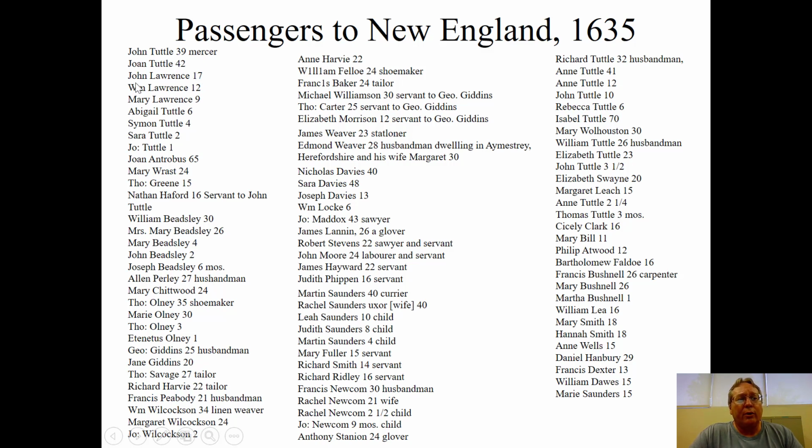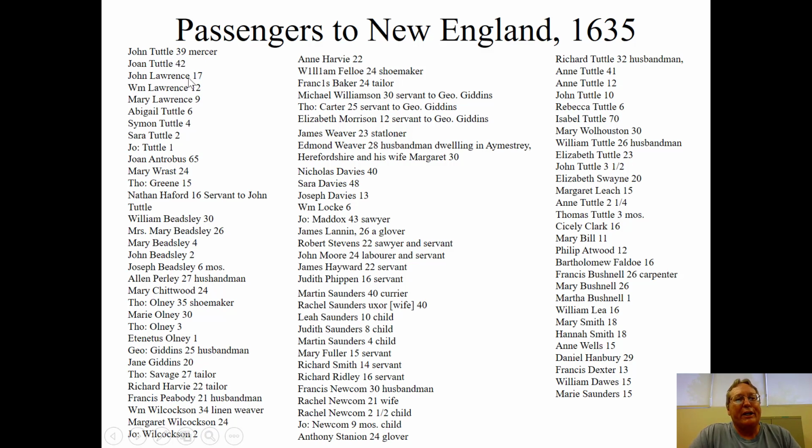Coming with John and Joan are John Lawrence, William Lawrence, and Mary Lawrence. Now, this will be kind of an interesting thing. And again, it kind of describes what we're looking at here as a phenomenon, if you will. Who are John, William, and Mary Lawrence, and why are they with the Tuttles? We know they have to be part of the family because right after the Lawrence kids comes Abigail Tuttle, who is 6, Simon Tuttle, who's 4, and Sarah Tuttle, and John Tuttle, right? So these people, Abigail to John, have to be more than likely John and Joan's children.